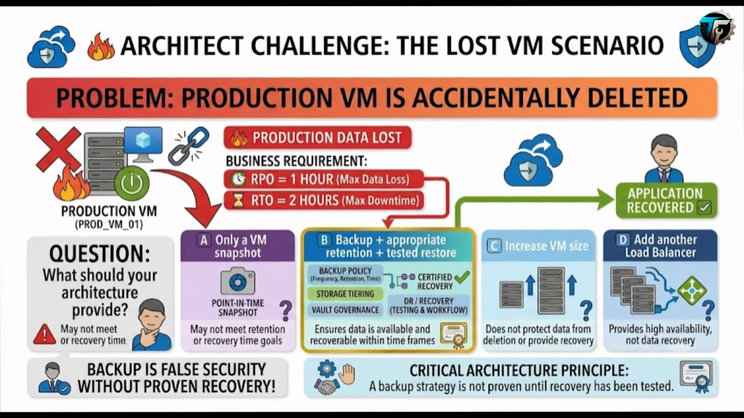Let's finish with an architect challenge. Your production VM is accidentally deleted. The business tells you, we can lose at most 1 hour of data, and the application must be restored within 2 hours. What should your architecture provide? A snapshot? A larger VM? Another load balancer? Or a properly designed backup strategy with appropriate recovery points, retention and a tested restore process? The answer is backup plus a recovery strategy designed around the business RPO and RTO.